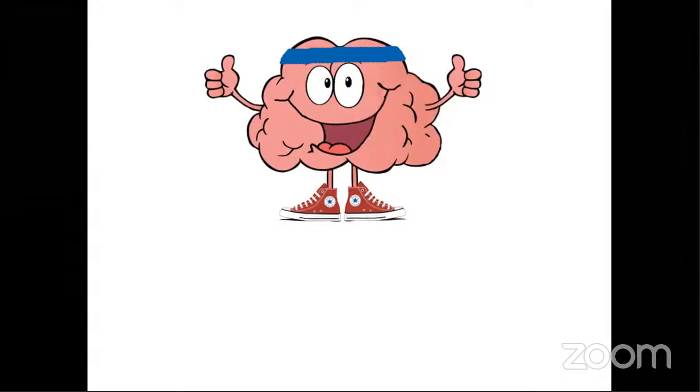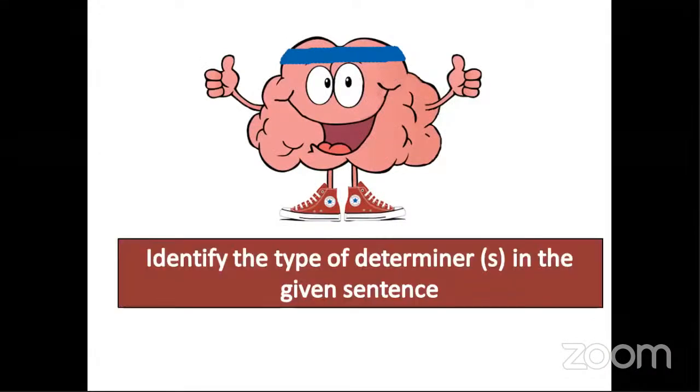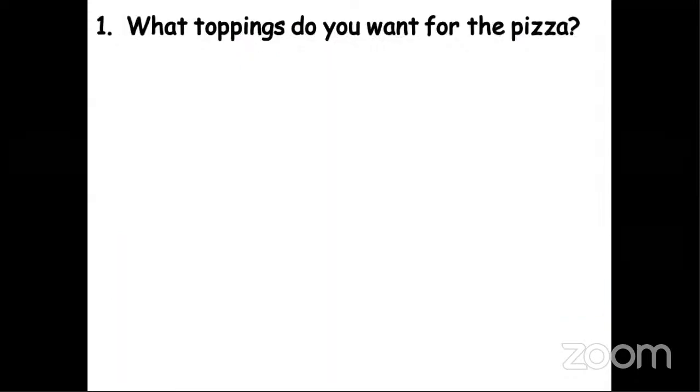So we saw the quantifying determiners also. Now we have finished with that. Now let us do this exercise. Identify the type of determiner or determiners in the given sentence. Here is your first question. What toppings do you want for the pizza?